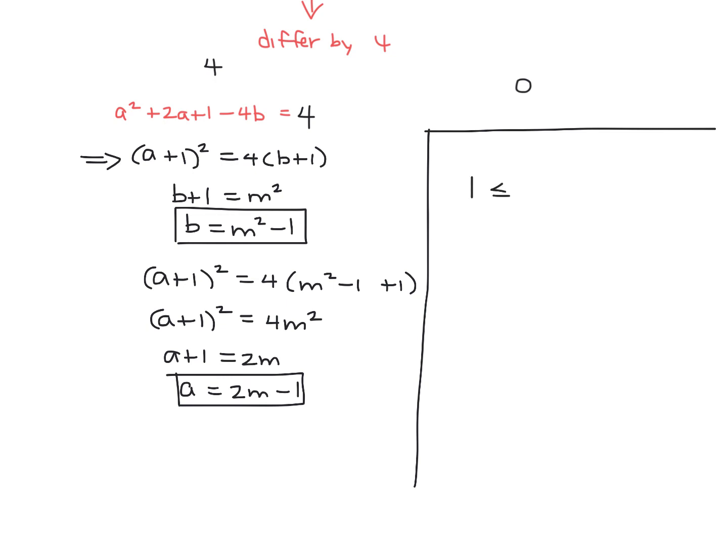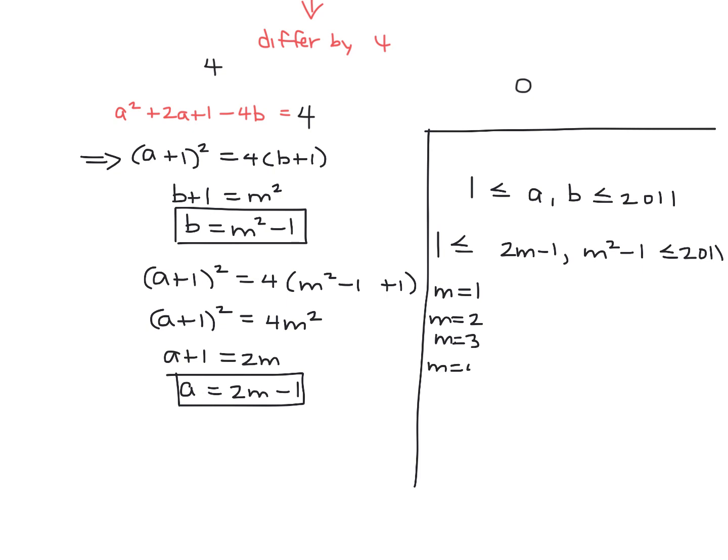So now we go back to the original question, which basically said that a is between 1 and 2011. Now I just figured out that my a is 2m minus 1 and my b is m squared minus 1. So basically I have to figure out how many values of m this works for. Let's see: when m equals 1, when m equals 2, when m equals 3, and so on. Eventually I'll get to a value that is outside of that range. When m equals 1, these numbers become 1 and 0. Well, that's not in that range, so that's no good.